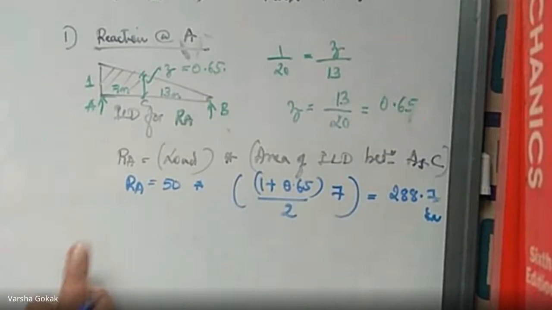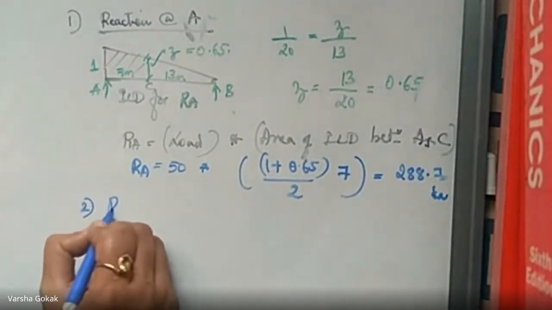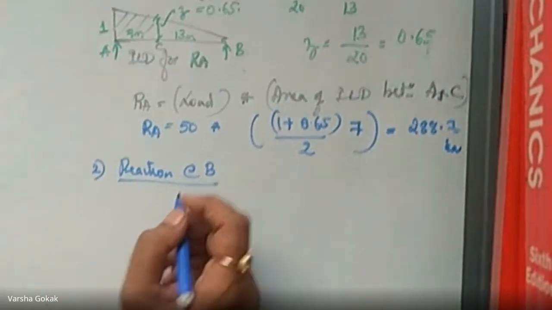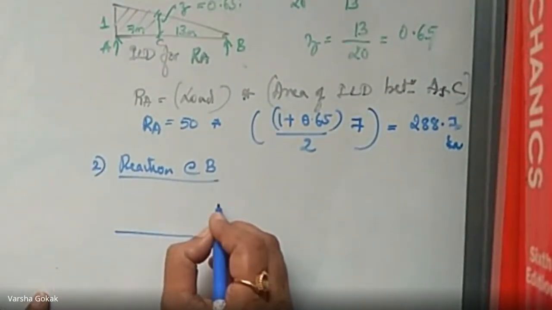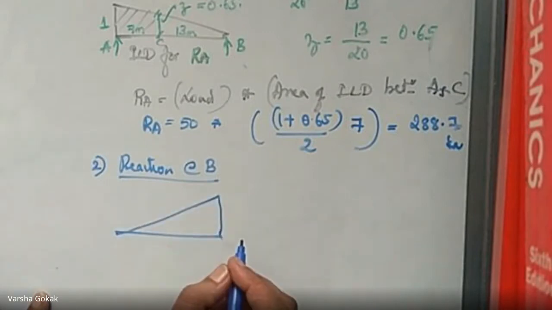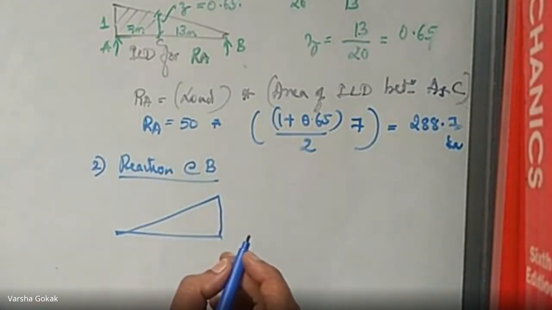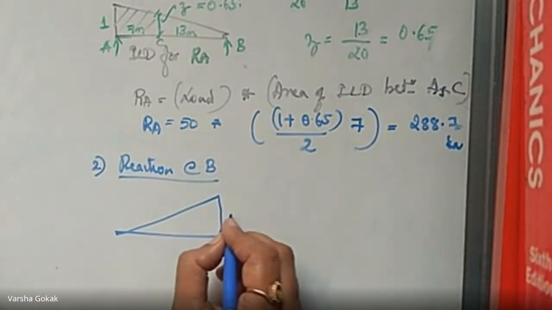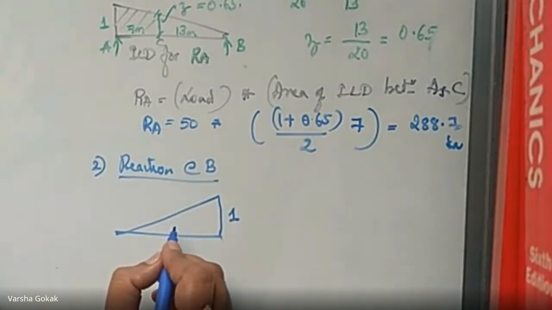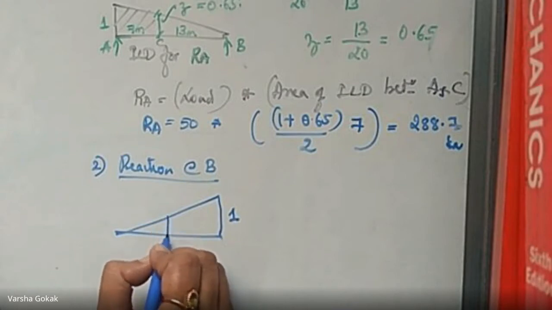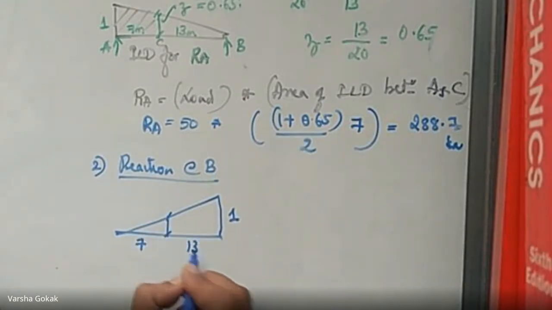So similarly, let us do it for the reaction at B. So the second case, when I do the reaction at B, I have to find the reaction RB. So when I'm doing the reaction at B, I know the IID for a unit load, and when I'm finding the reaction at B, RB, this is the type. So this is going to be 1, right? And now your distances are going to change. So what are the distances? Here, this is going to be 7. This is going to be 13, because this is, say, point C. So this is 7, and the remaining distance is 13.